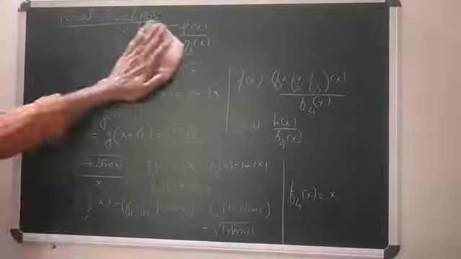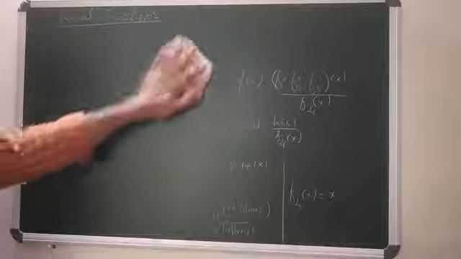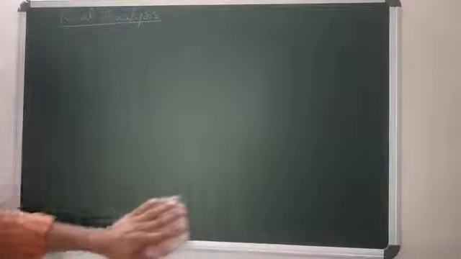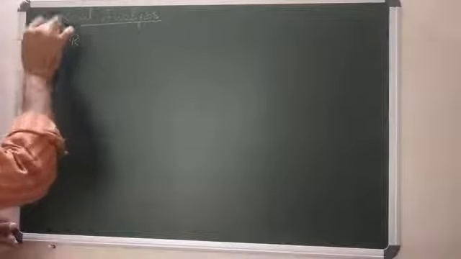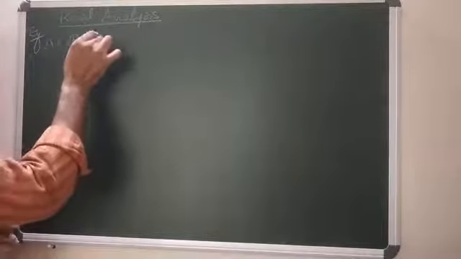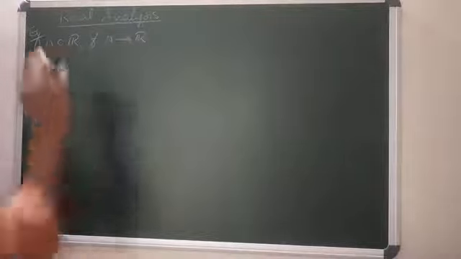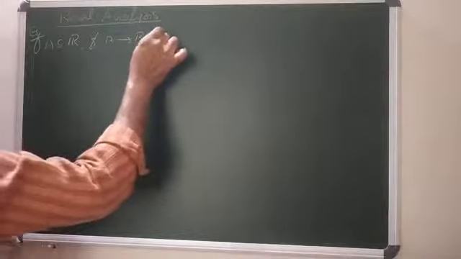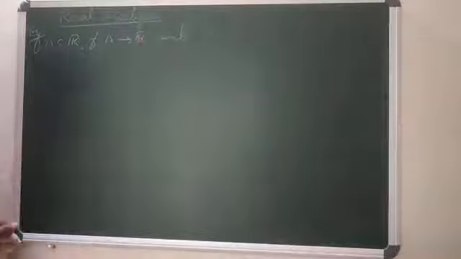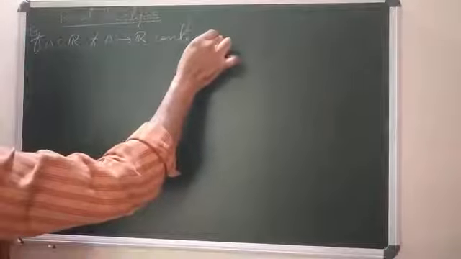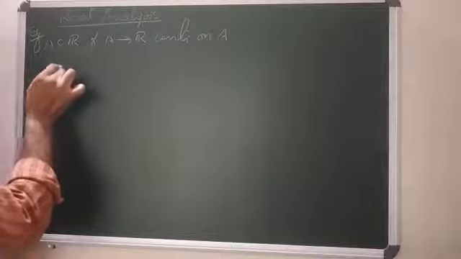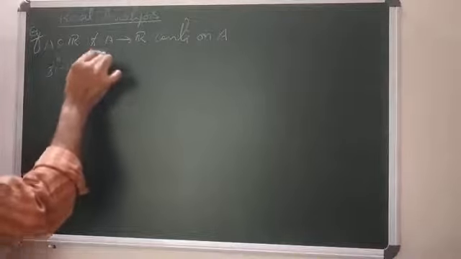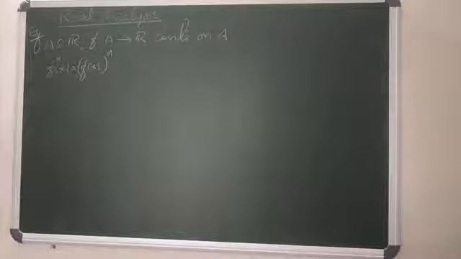Now suppose fn of x equals f of x all power n. Is it continuous? F is a continuous function. Suppose A is a subset of R. So another example: A is a subset of R. Define f from A to R. Suppose f from A to R is continuous on A. What is A? A is a subset of R. It means f is continuous at each and every point on A. And it is defined as fn of x equals f of x all power n. Can you say that this fn of x is continuous?